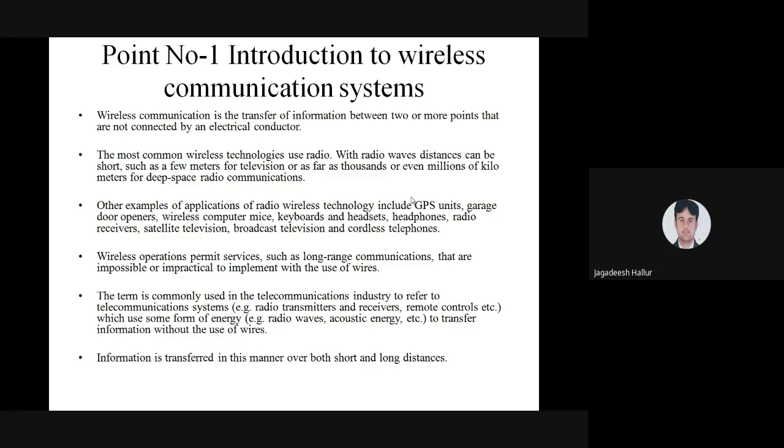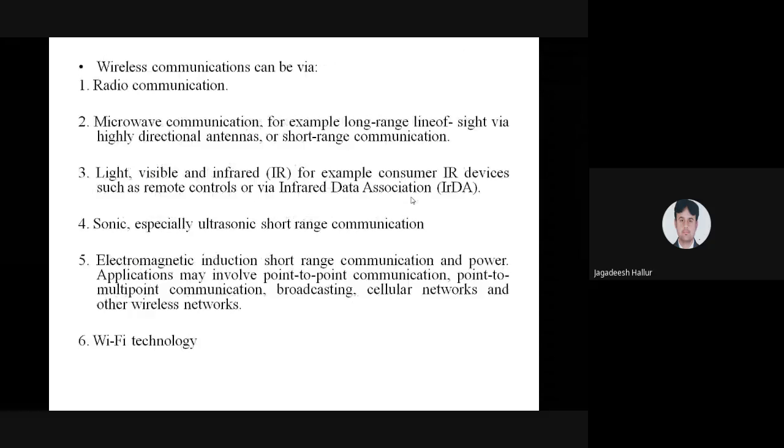You have to transfer the information through wireless for shorter distance communication and for longer distance communication also. The information is transferred in this manner over both short and long distances. Wireless communication is used mainly for radio communications. While we are driving, we listen to a particular FM with different frequency bands. That is radio communication.